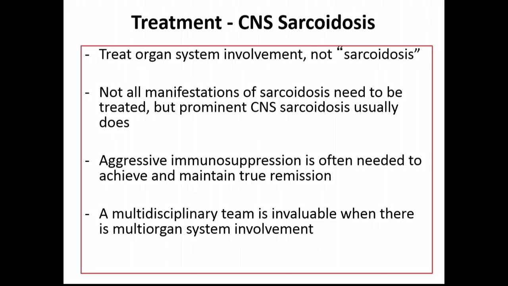In terms of treatment, you treat organ system involvement. You don't treat sarcoidosis. So not every patient with sarcoidosis needs to be treated. It's the same thing with lupus. You don't treat lupus. You treat lupus if it's hurting the kidney. You treat lupus if it's causing problems in certain organ systems. It's the same thing with sarcoid. And that said, prominent neurosarcoidosis usually needs to be treated.